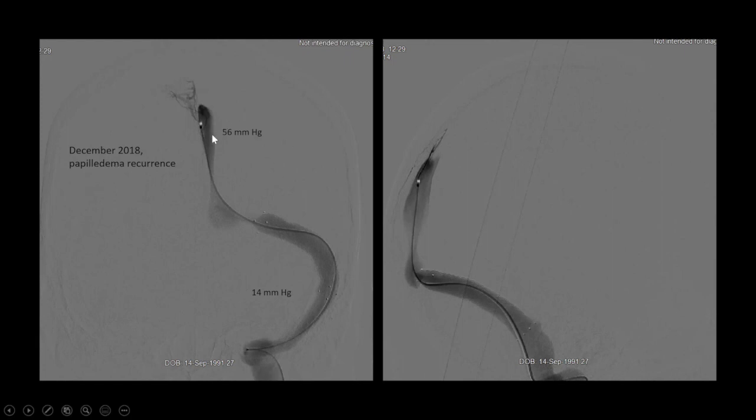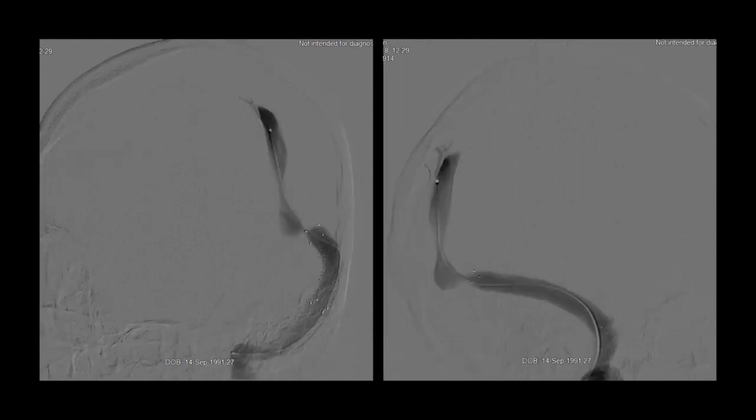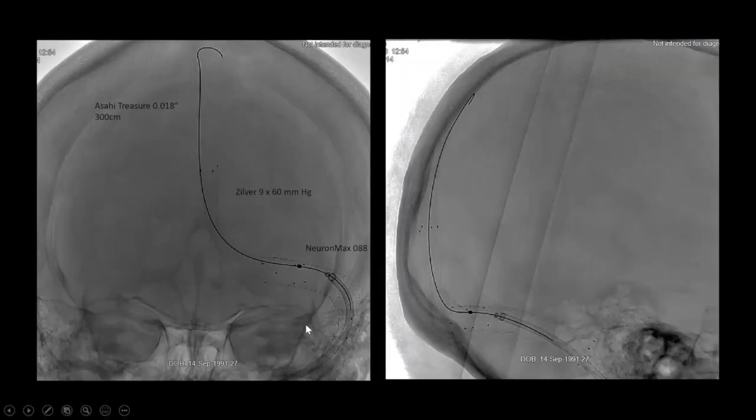And now the pressure has shot up to 56, and you can see clearly now this proximal to the stent stenosis and the persistence of this stenosis in the posterior third of the sagittal sinus. So you can see on oblique views to see the stenosis better. And in this case, it was important to advance the Neuron Max as far up as possible. Again, exchange 18 wire, and I have put a new Zilver 9x60 in the posterior third of the sagittal sinus, extending in a telescoping fashion in the indwelling stent.